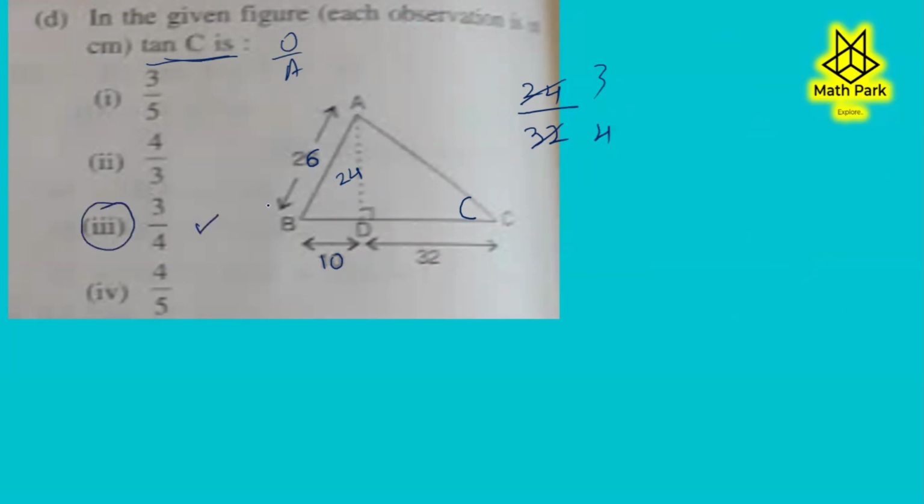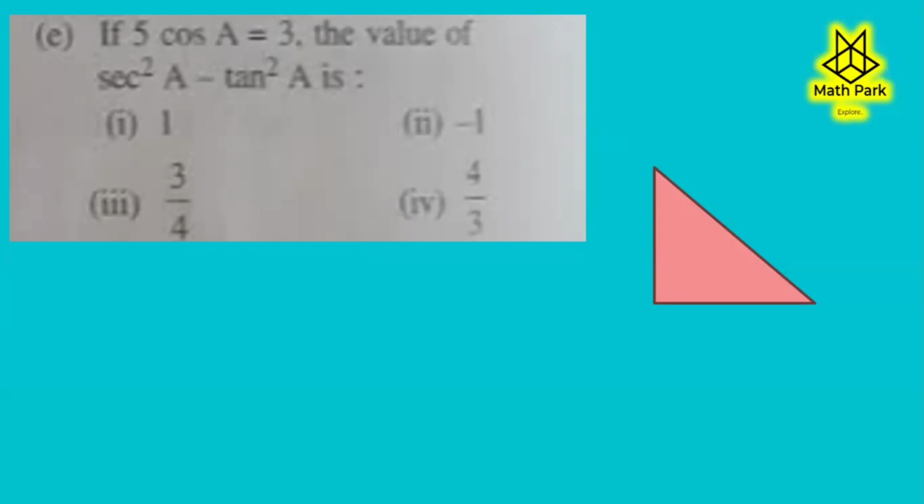Got it? The last MCQ, part E of 22A, if 5 cos A is equal to 3. So let us take A as an acute angle. Let us take this B and C. So 5 cos A is 3, so you get cos A is equal to 3 by 5.